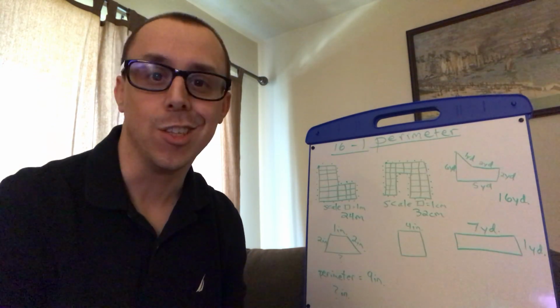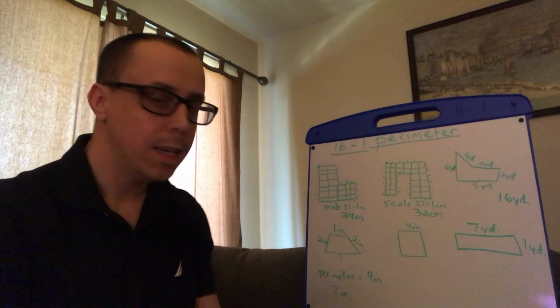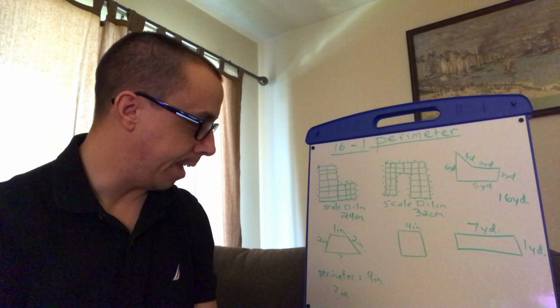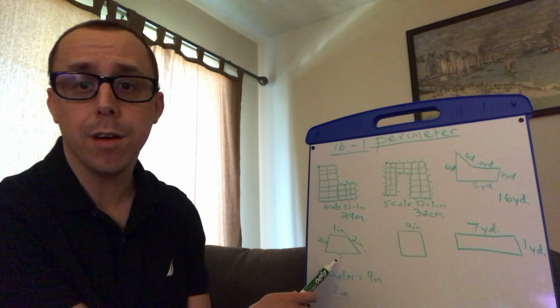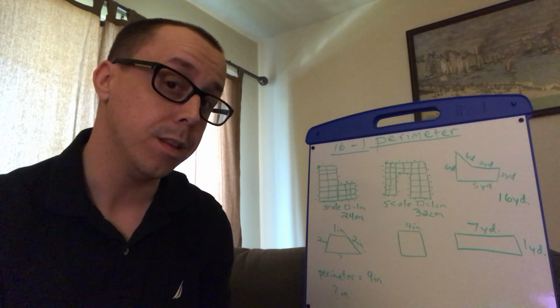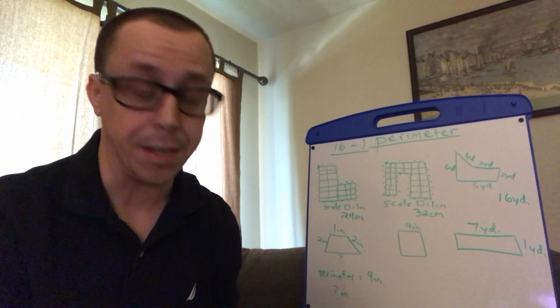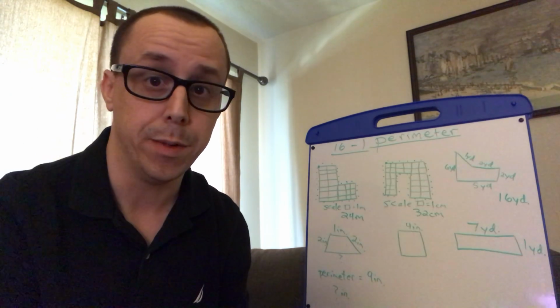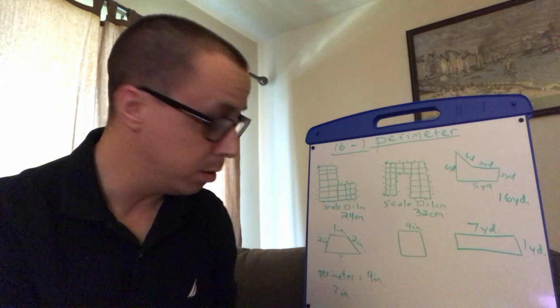Not square yards, just yards. Here I've drawn a trapezoid. Now one of the lengths is missing. I don't know the length of that side, but I can figure it out because down here I am given the total perimeter. The perimeter is 9 inches.